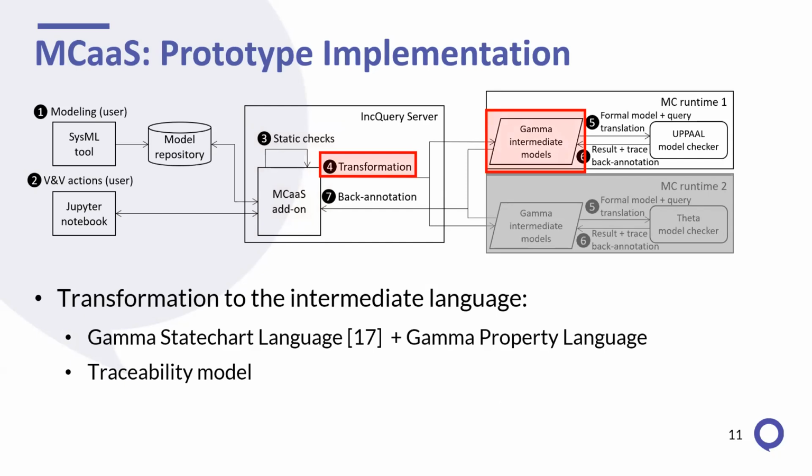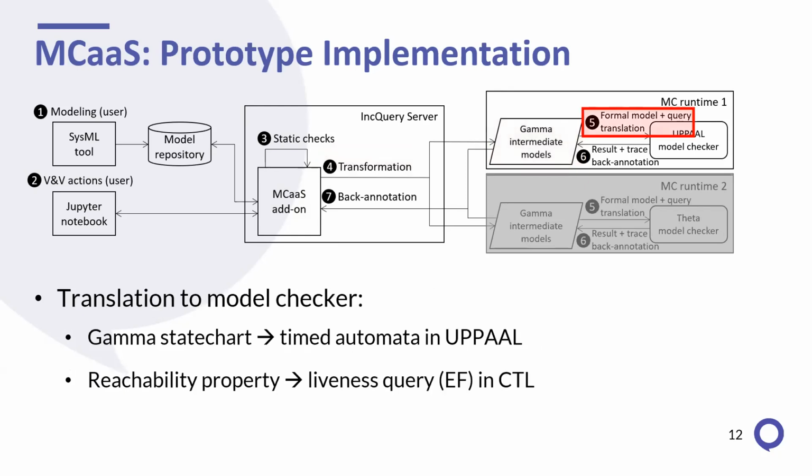After that, the add-on is transforming the SysML state machines to the Gamma statechart language, and the reachability properties to Gamma property language models. And during the transformation, we are building a traceability model that is used later in the back-annotation phase to get back the validation results from the Gamma language and to be able to back-annotate them into the SysML language that can be returned to the engineers.